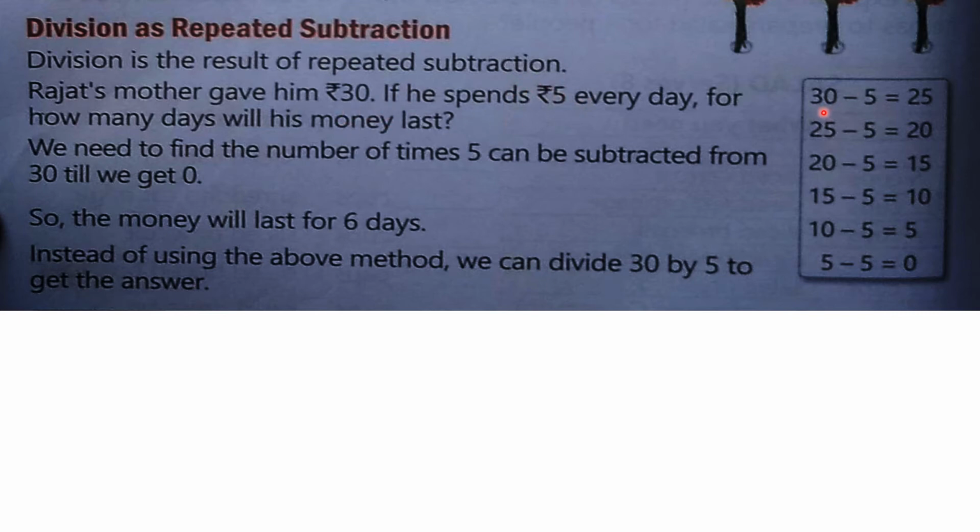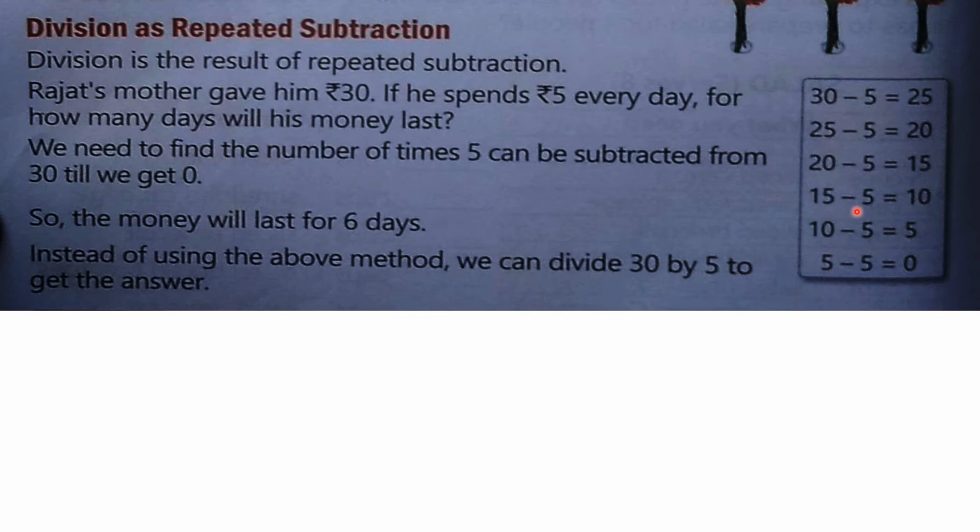So let's do it. 30 minus 5, that is 25. Then again 25 minus 5, 20. 20 minus 5, 15. Then 15 minus 5, 10. Then 10 minus 5 is 5. And 5 minus 5 is 0. So check how many days. So 1, 2, 3, 4, 5, 6 days. So his money will last for 6 days.